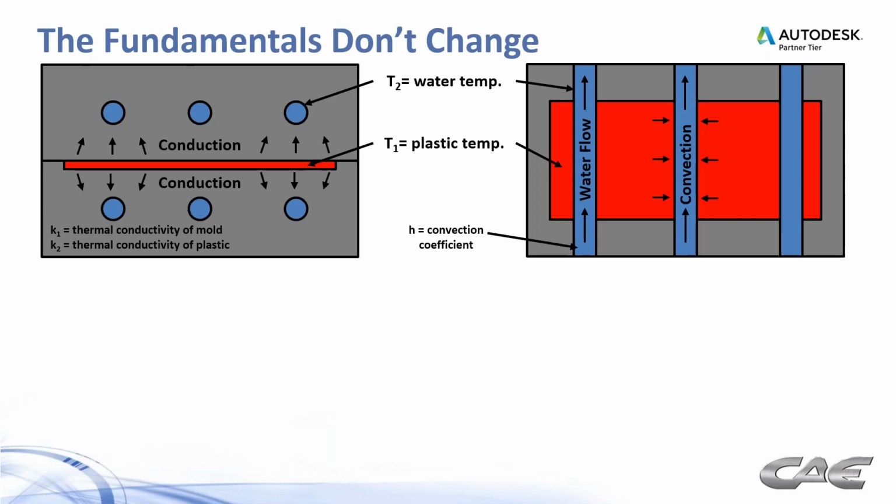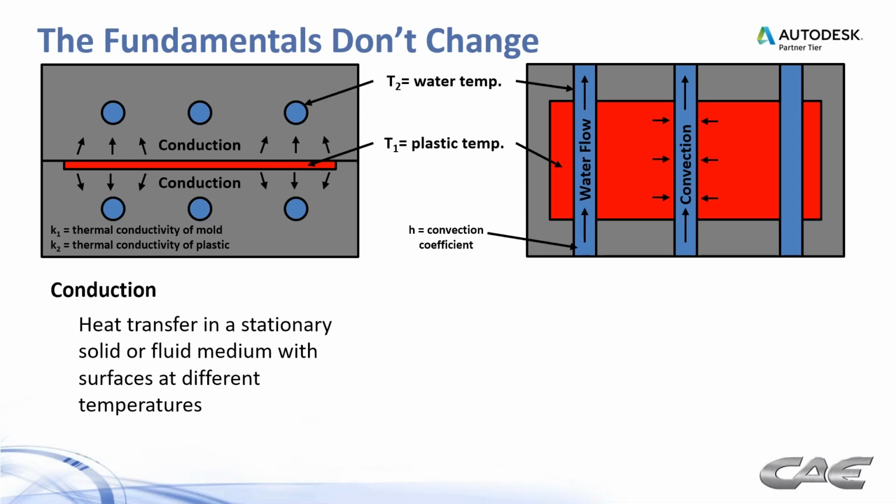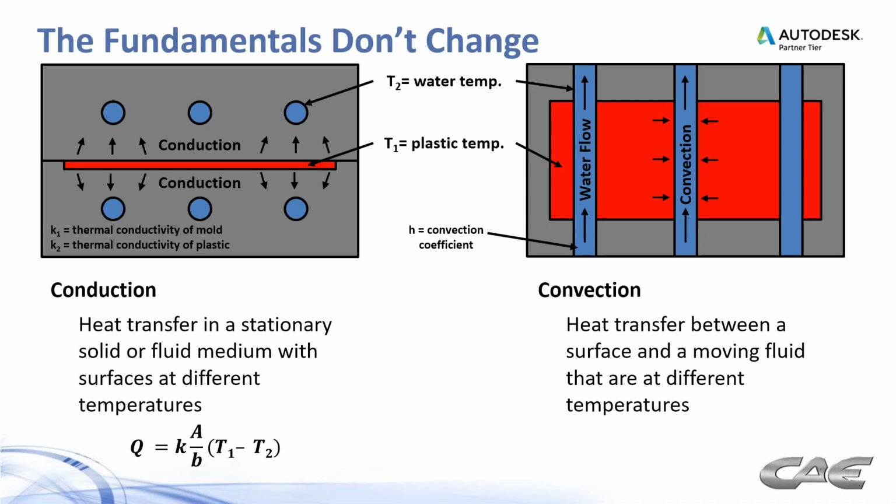You know, two modes of heat exchange are conduction and convection. On the left, we have conduction. That's the heat transfer between the two surfaces through a medium, two surfaces at different temperatures. And if you like equations, there's the equation, heat flow. For convection, it's heat transfer between a surface and a moving fluid, i.e. the coolant here, that are at different temperatures. So those are the two modes of heat transfer that occur in an injection mold. And again, we want to try to take advantage of that as best we can. There's the equation for convection.